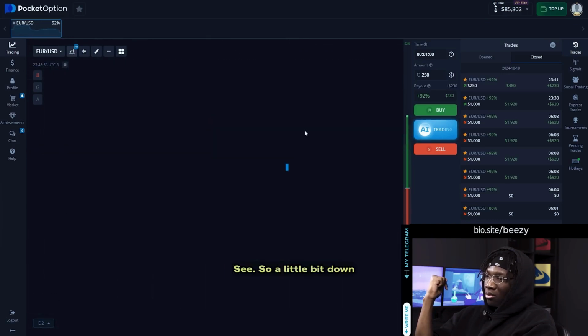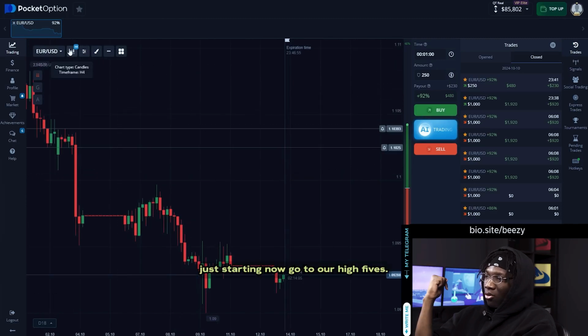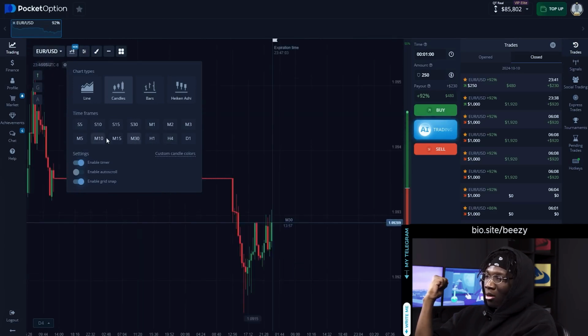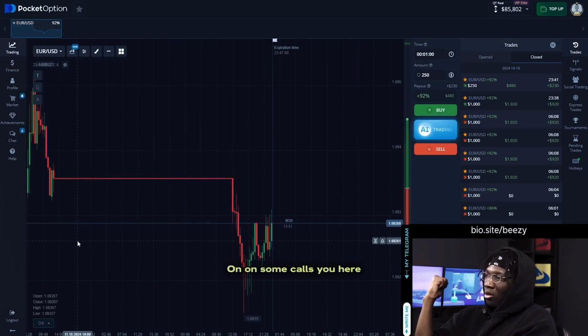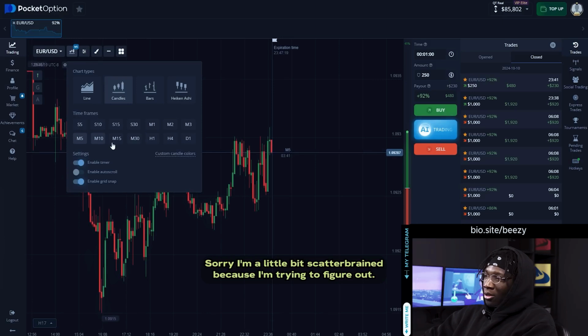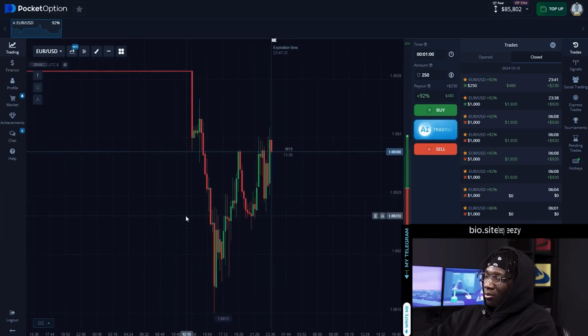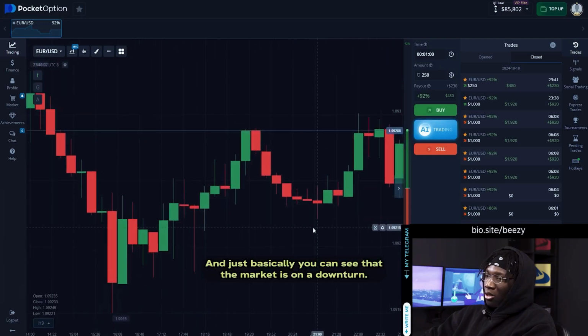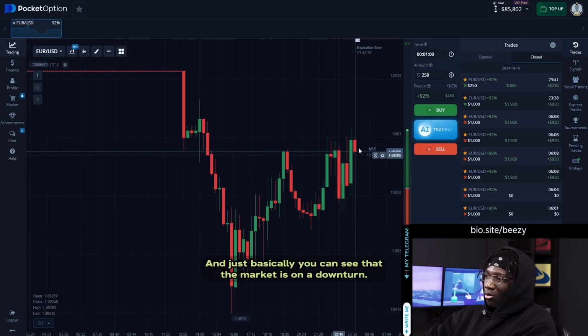See, it's a little bit down. It's just starting out. We go to our higher time frames. This might be a situation where we're quickly able to scalp on some calls right here. Sorry, not calls. Selling some of this on some puts. I'm sorry, I'm a little bit scatterbrained because I'm trying to figure out. Alright, so this is what we have to work with. And you can see that the market is on a downturn.